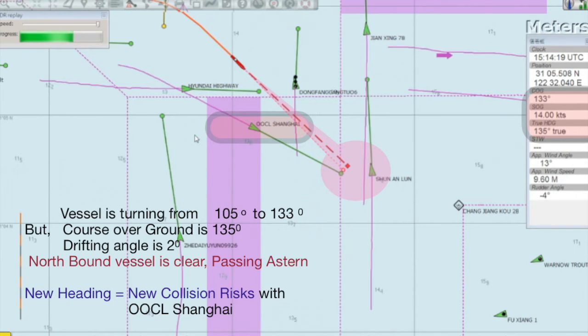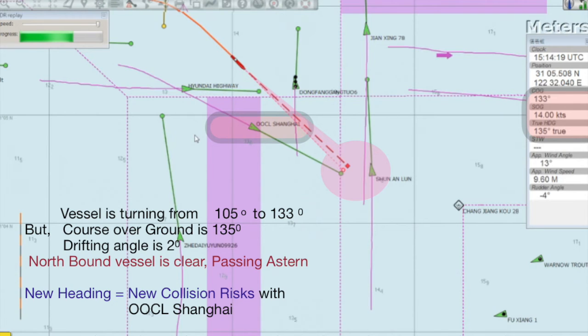But right now we have another vessel passing our astern, and we are trying to overtake her. This is the Hyundai Highway heading to the east, just on our starboard beam. So reducing speed seems a risky option, but the real situation is not so. Even if we stop the engine right now, the vessel won't stop immediately. So we still have the remaining speed to clear the Hyundai Highway.